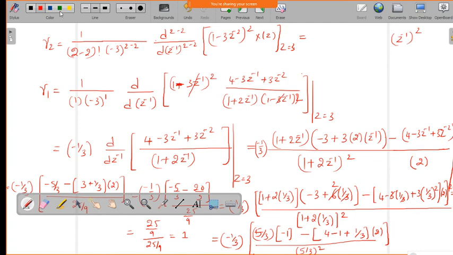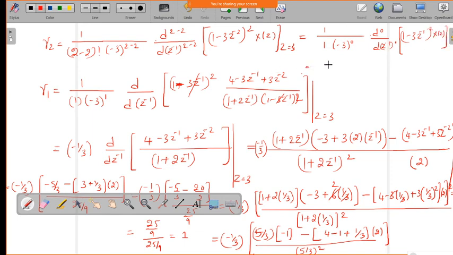So now what will you get? This will become 0 factorial, so that will become 1. So 1 into minus 3 power 0, again it will become 1, and d power 0 by dz power 0, so this will be the value 1. So only you have to evaluate 1 minus 3 z inverse whole square into X of z.